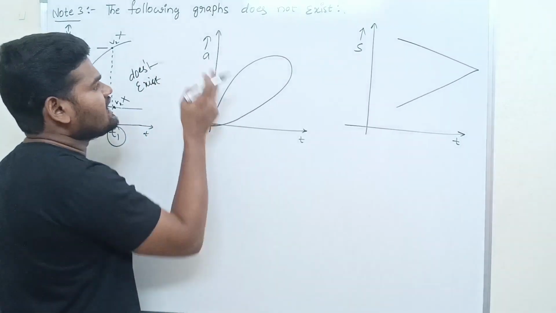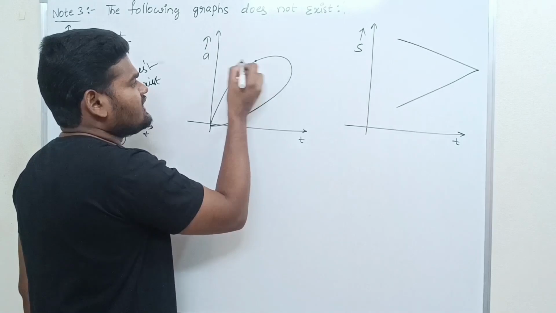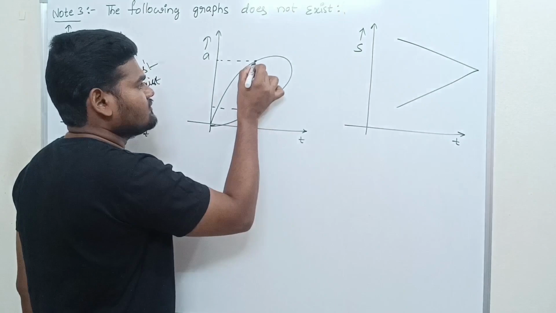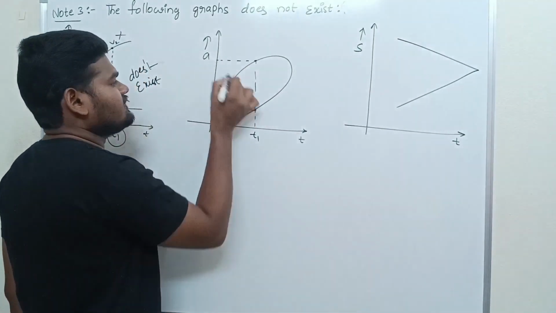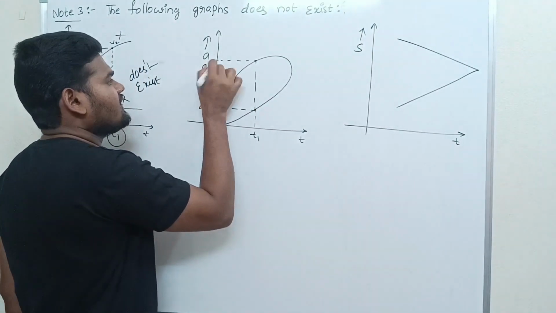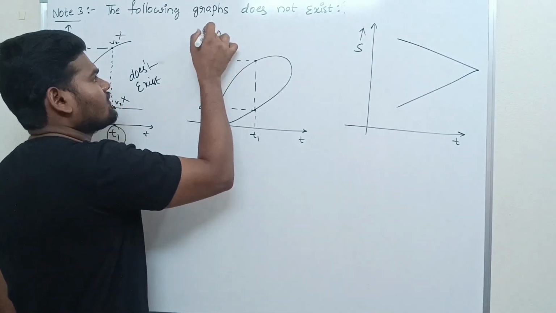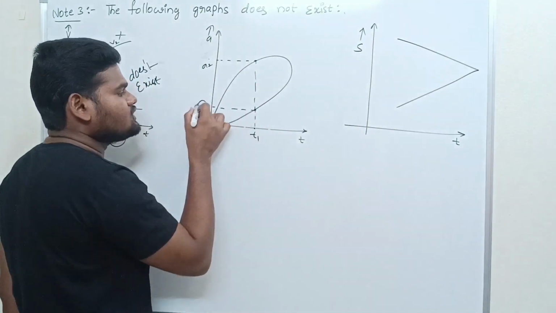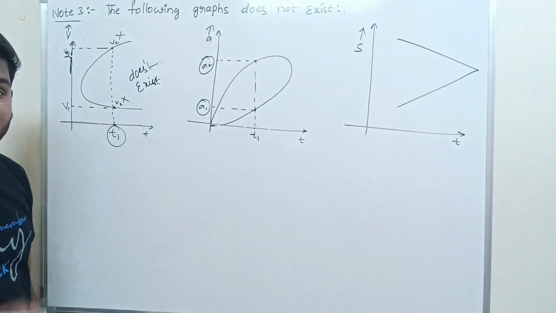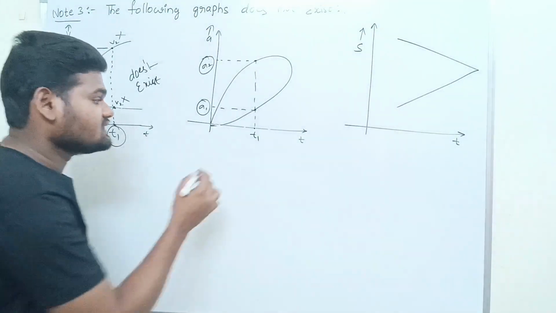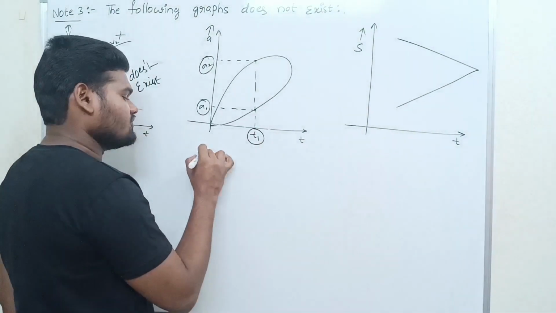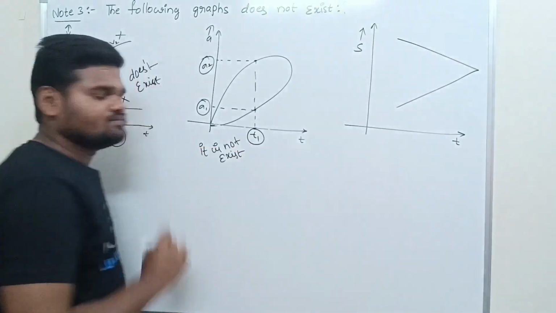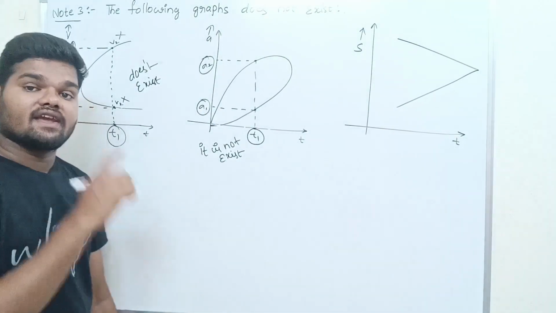Have a look. We have taken acceleration versus time. So at a particular instant of time, let us say this is t1, at this point the acceleration is a1 and the acceleration is a2. So at a given instant of time, the object has two different accelerations. It does not exist. It is not true. That's why this graph does not exist.